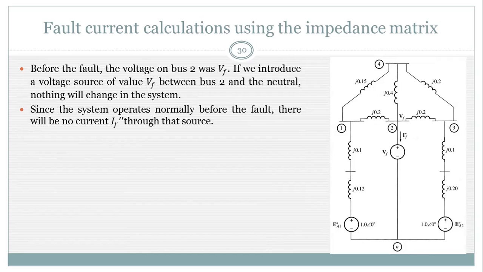Without a source, there will be no current flowing in any path. So that's why the fault voltage is VF, and the fault voltage is mainly the bus voltage at bus 2, because the fault occurred at bus 2. So the bus 2 voltage is denoted as VF, that is the fault voltage, and this symbol is given to show that this is a voltage source connected from the bus to the neutral. So the short circuit current is flowing through this path.